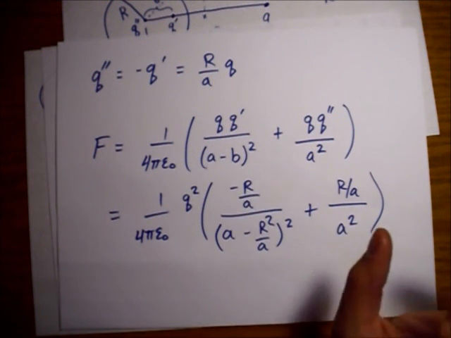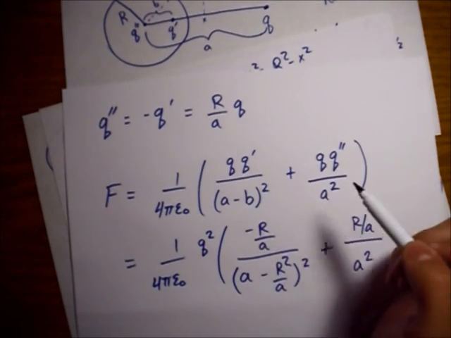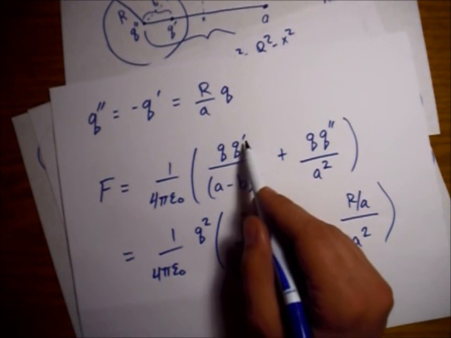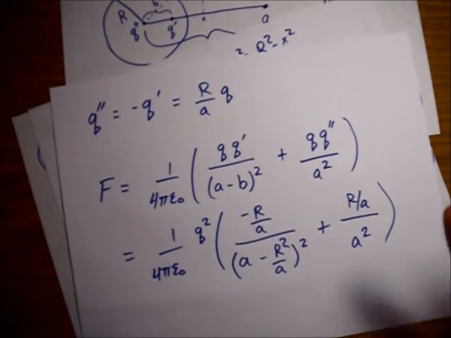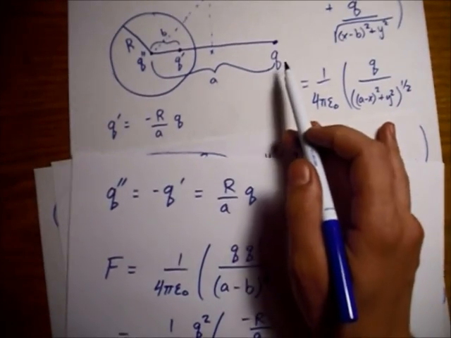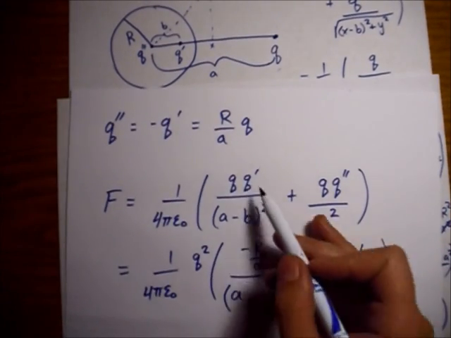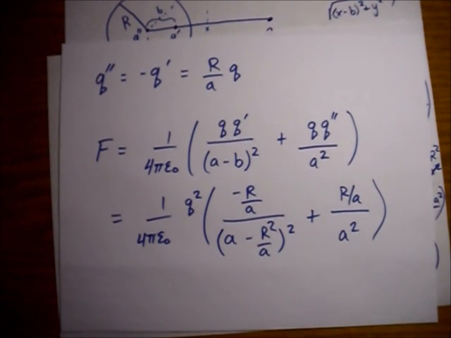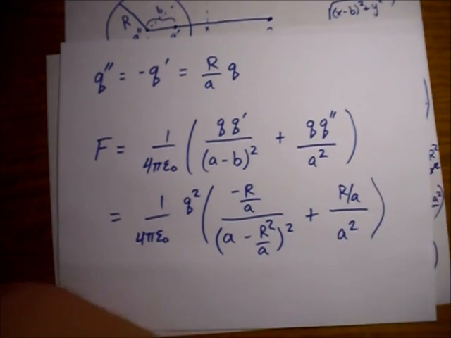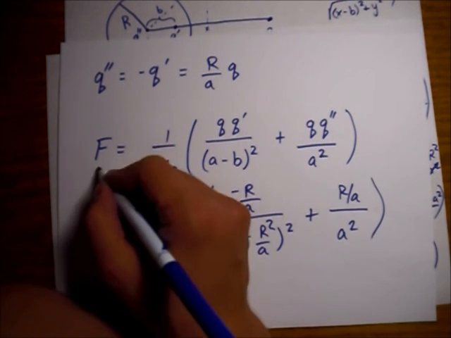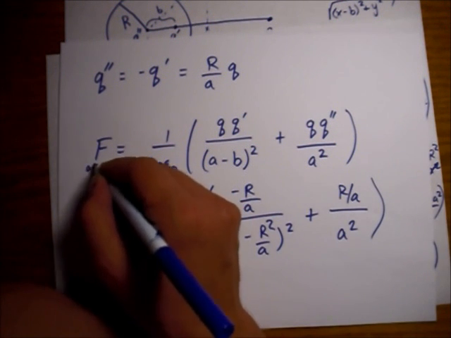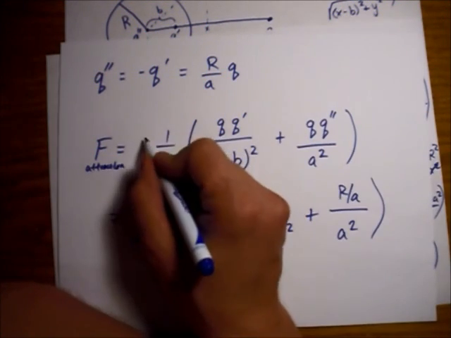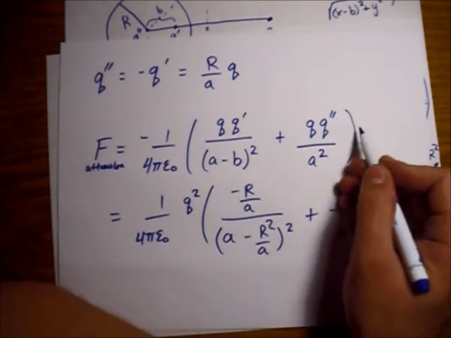We're looking for the force of attraction, and we know that Q prime is negative, or of opposite charge to this charge we're bringing in. So this term should be positive, right? Because the problem asks for the force of attraction. So let me write attraction. Okay, and then we'll put in a minus sign to make sure these terms have the right sign.